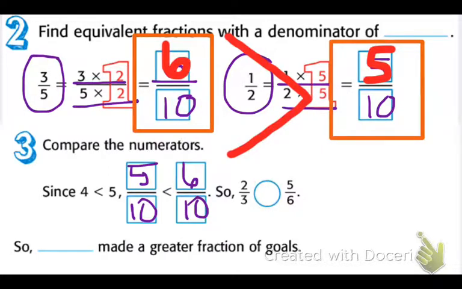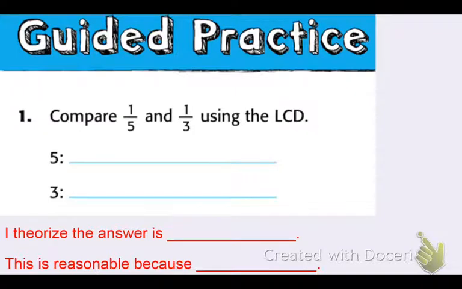So again, once we have that multiple, create the fractions so they have the same denominator. And then once they have the same denominator, we can go ahead and compare. And I'm going to say that 3/5 is greater than 1/2. It's reasonable.